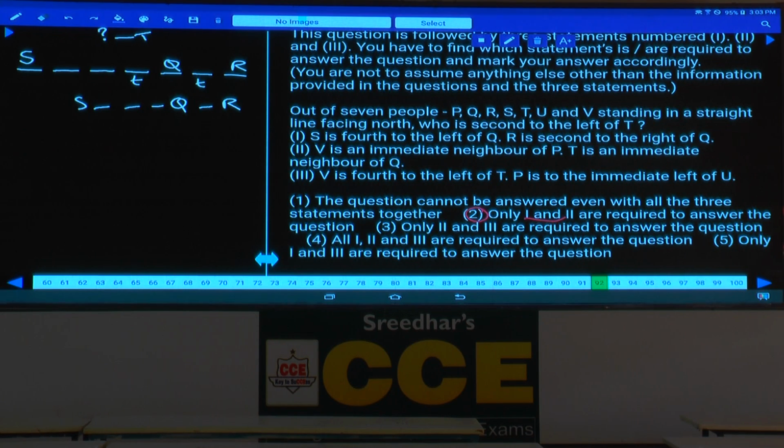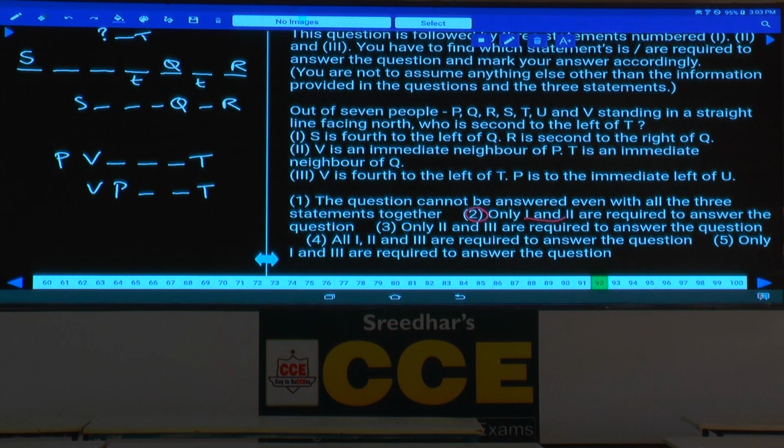Then choice 3. In choice 3, 2 and 3. Now in choice 3, what is the information here? 2 and 3. V is 4th to the left of T. And P is to the immediate left of Q. V is an immediate neighbor of P. As V is an immediate neighbor of P, P can be here, or what is the other possibility? V and P can be here, isn't it?